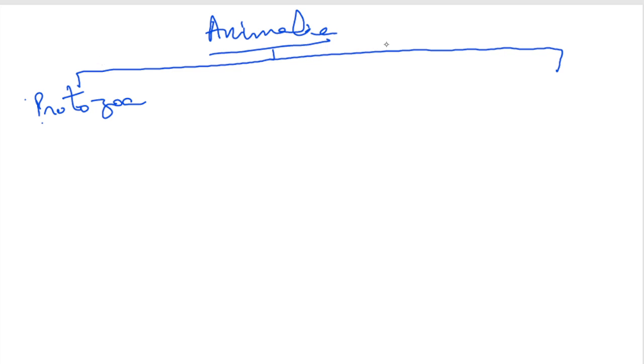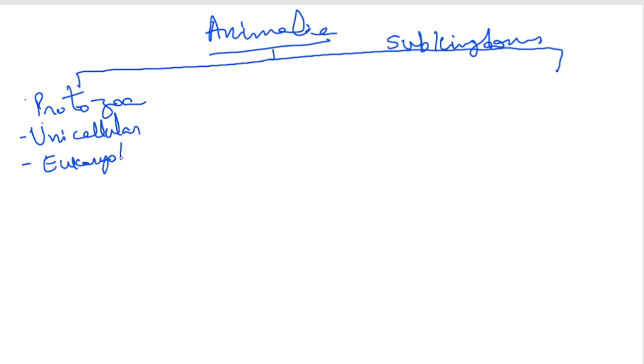The first subkingdom is Protozoa. Protozoa are animals which are unicellular in nature. Of course, they are unicellular animals, and they are also eukaryotic. We know the difference between prokaryotic animals and eukaryotic animals.